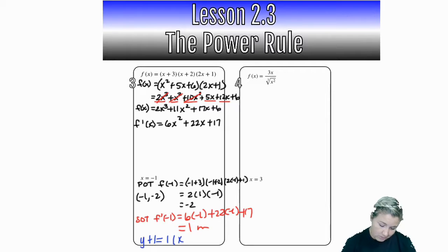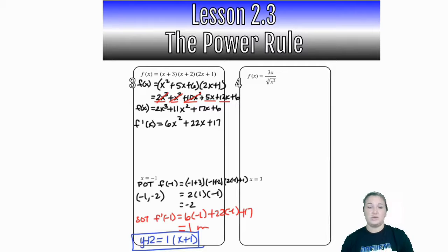Whoa, hold up. Hold the phone. Okay, hang on just a second. This is supposed to be y plus 2, excuse me. And this is x plus 1. Sorry about that. So that is the equation of the tangent line at x equals -1.